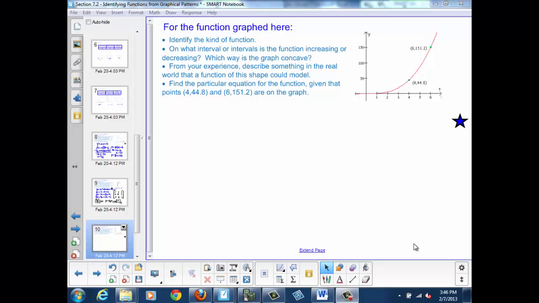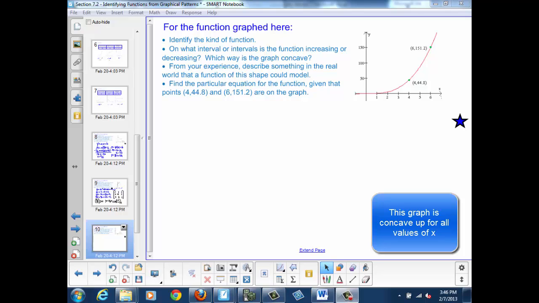Let's look at another example. Here we have a graph that is increasing and goes through the origin. So the type of function we're looking at is a power function where our power is greater than 1. And which interval or intervals is the function increasing or decreasing? Well, it's increasing for all values of x greater than 0. And as we can see from the shape, the graph is concave up.